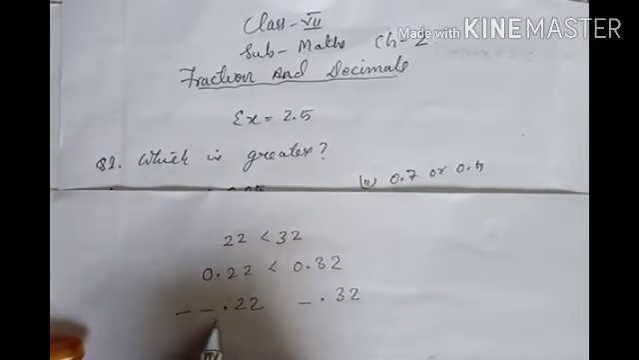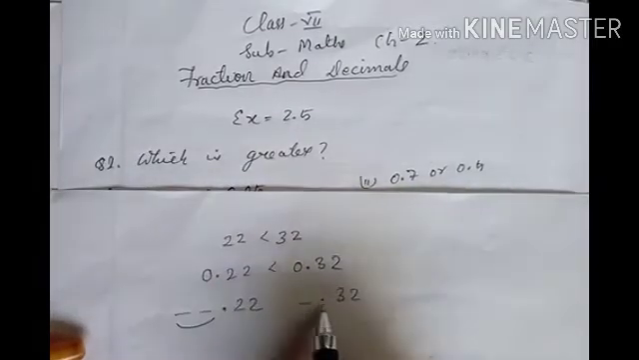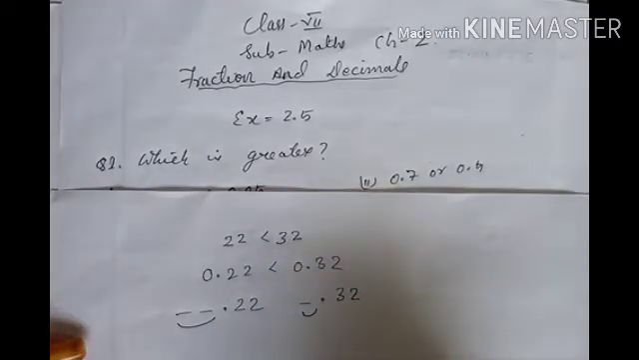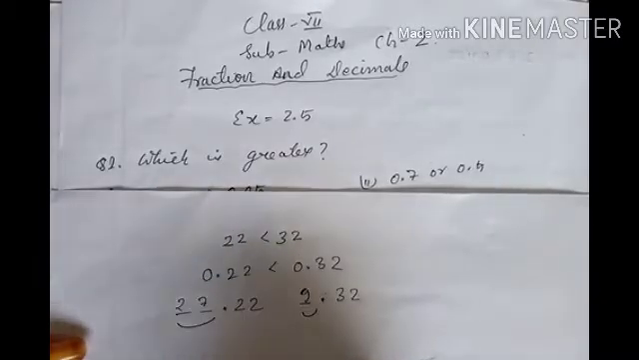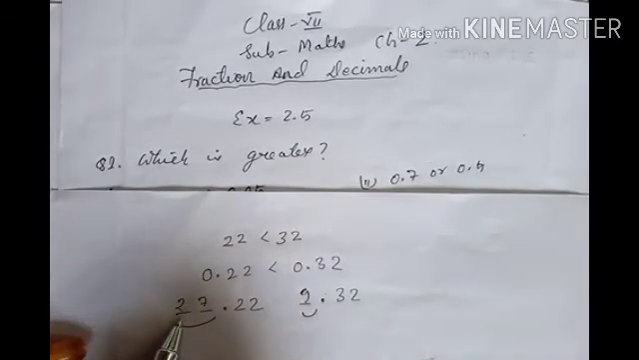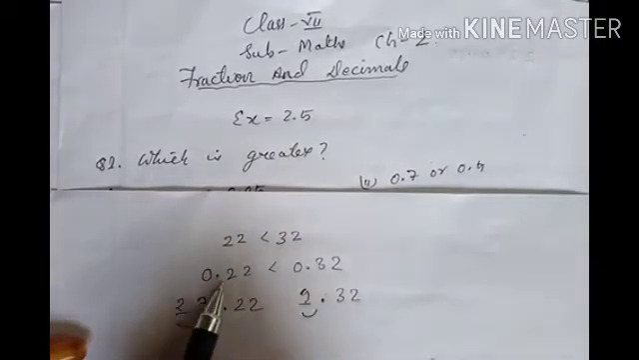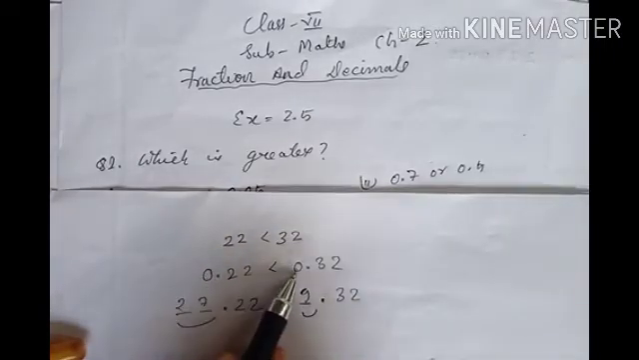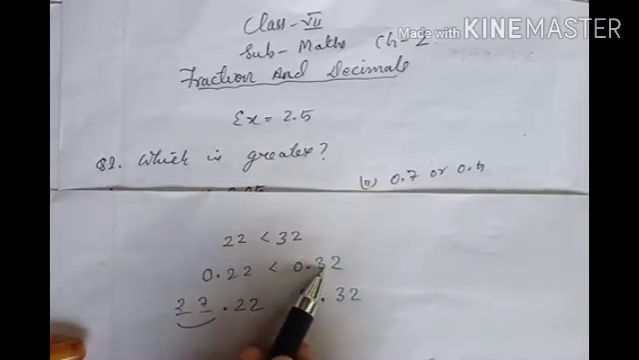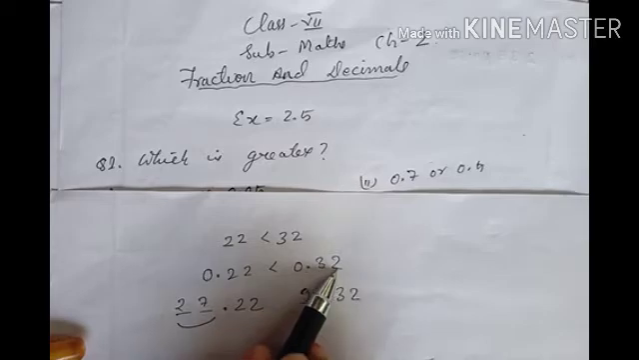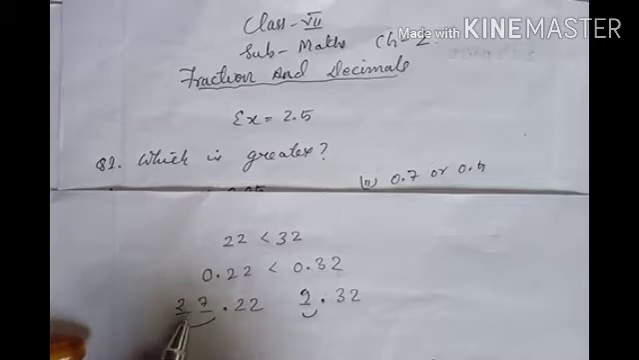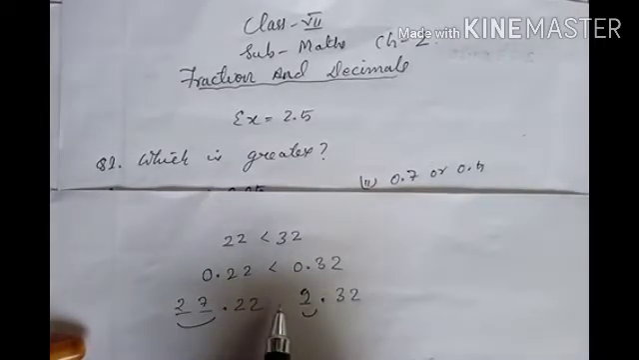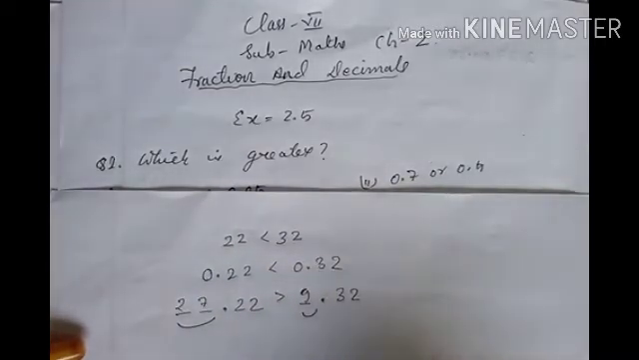Before the decimal, how many digits are here? 2. And before the decimal, how many digits are here? 1. Suppose here it is 9 and here it is 27. Which is bigger? If 0.22 and 0.37, which is bigger? 37, isn't it? After the point we read single digits, so this one is greater. But before the decimal, if here are 2 digits and here is 1 digit, then the 2 digit number will be greater.